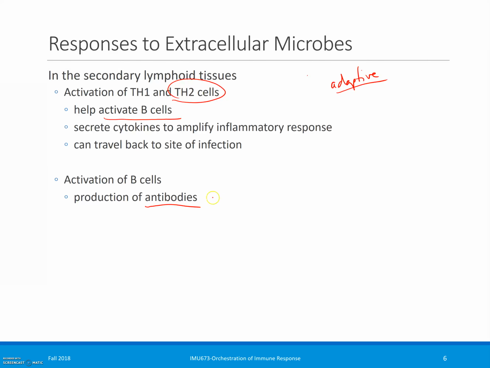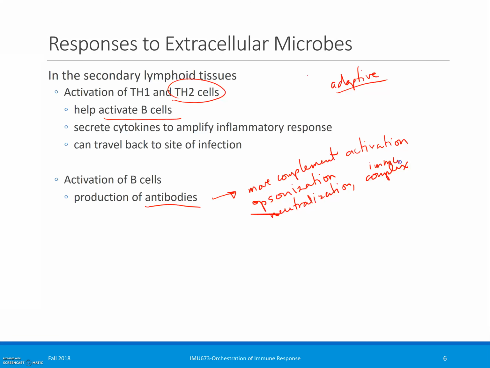And we talked last time about what those antibodies might do, and in particular, you're looking at more complement activation. So you just keep the inflammatory response continuing. And you're also looking at opsonization, neutralization, complex formation, so immune complex formation. All of these things enhanced by the antibodies. So as you can see, the adaptive response actually comes into play quite late in the game, and it's the innate responses which are doing most of the heavy lifting towards the beginning.